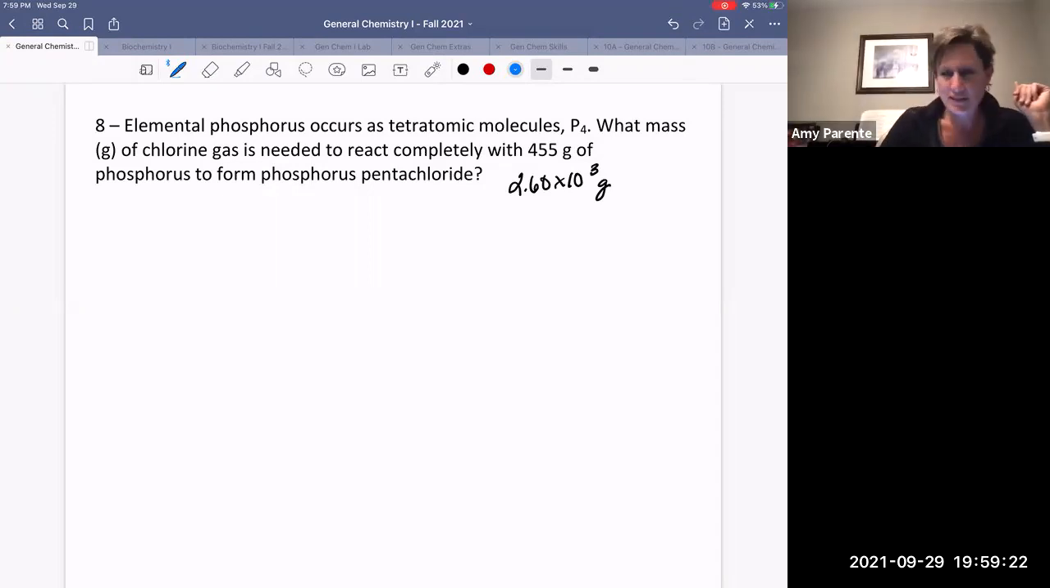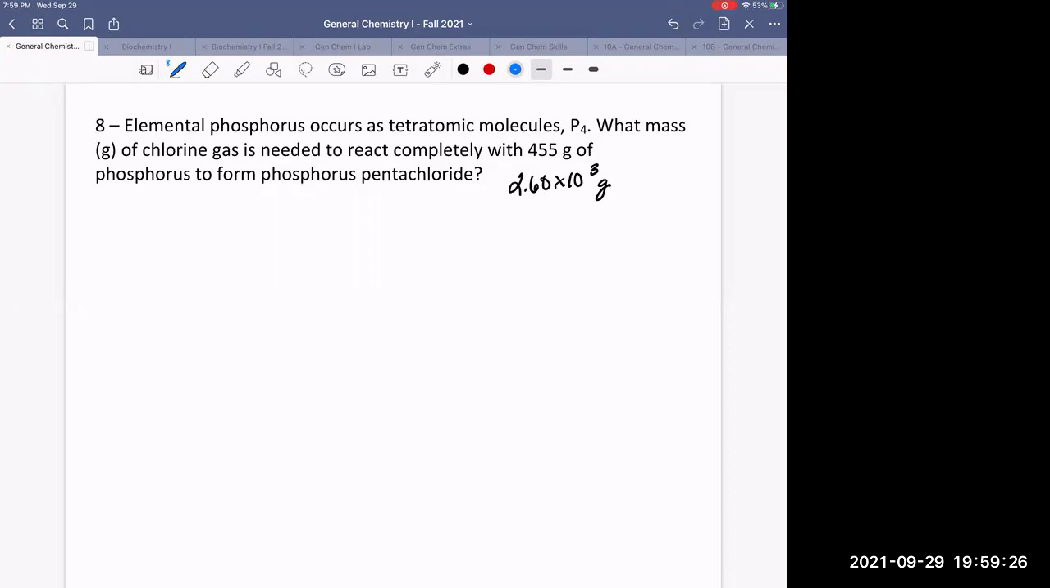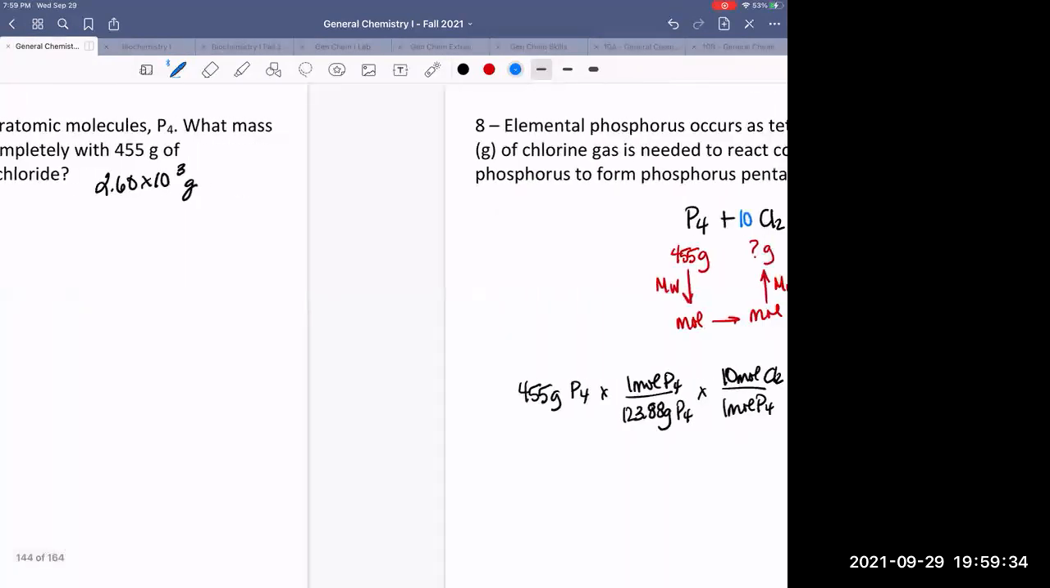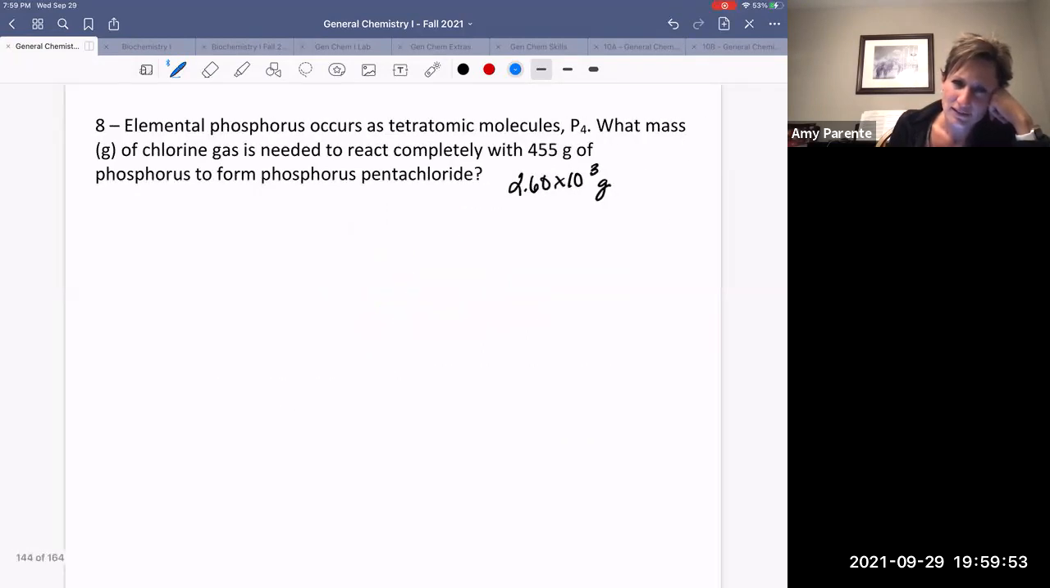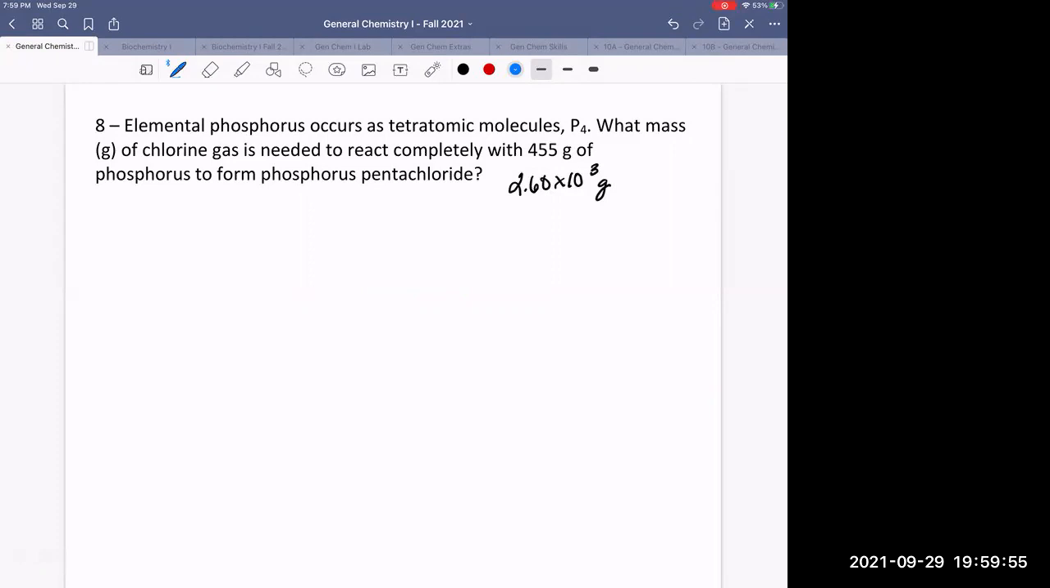All right, so hopefully this is going to be better. You there, Courtney? Yeah, I am. How'd you do on this problem? Can I just check my balanced equation so I can try and finish the problem? Yep, so don't peek, but it's coefficients of 1, 10, and 4. So it's P4 plus 10 Cl2 goes to 4 PCl5. Okay. Yeah, thank you. Yep.